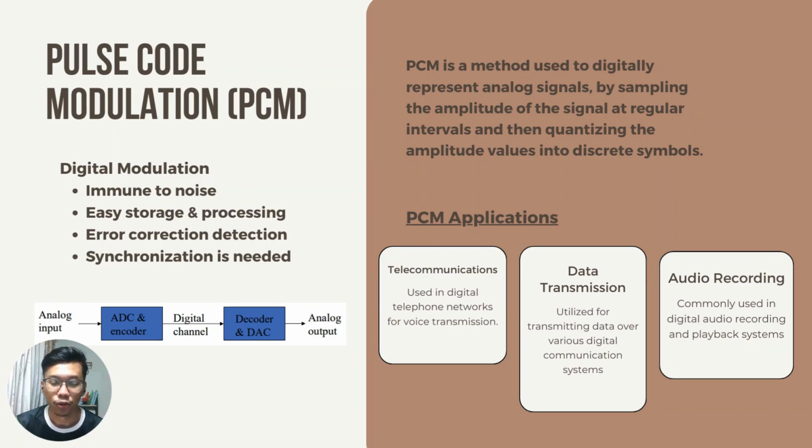In using PCM, synchronization is very important to allow effective transmission at the receiver. As you can see in the block diagram shown below, the encoder and decoder are used together with the ADC and DAC, which are the analog to digital converter and digital to analog converter, to transmit the signal digitally.